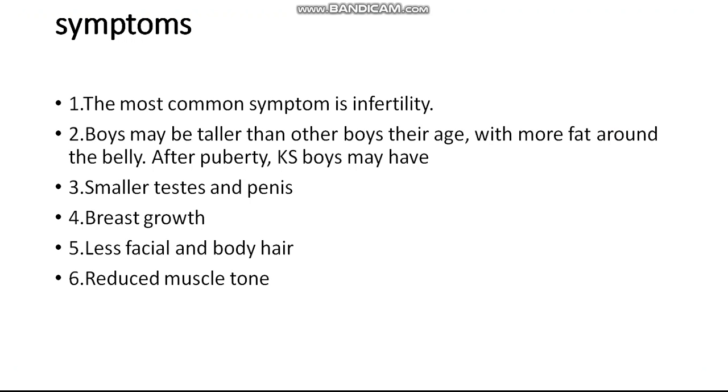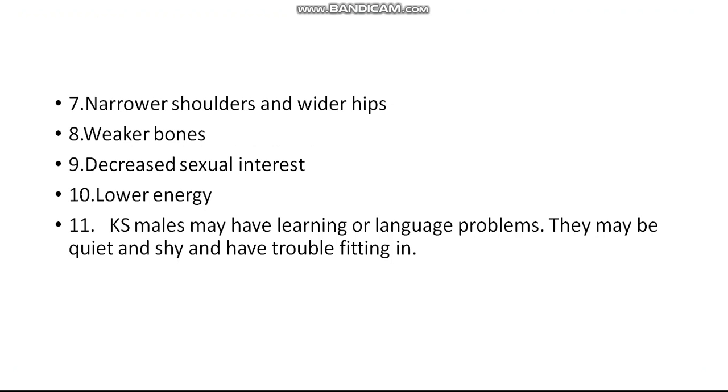At puberty, these children will have smaller testes and penis. There will be gynecomastia, less facial and body hair, and there will be reduced muscle tone. So these are the characteristic features of a male child with Klinefelter syndrome. The other features associated are narrower shoulders and wider hips, weaker bones, decreased sexual interest, and low energy.